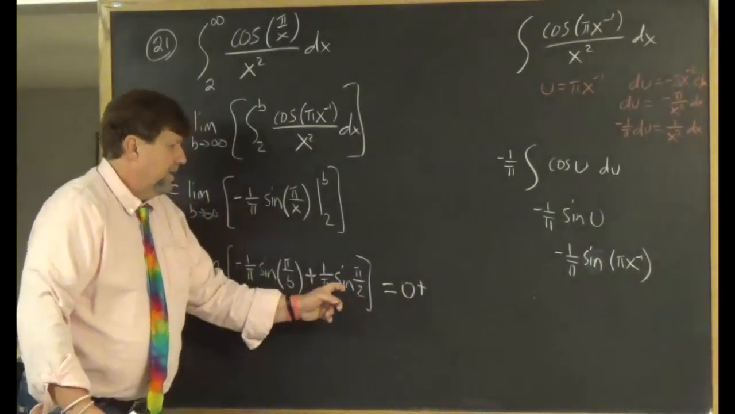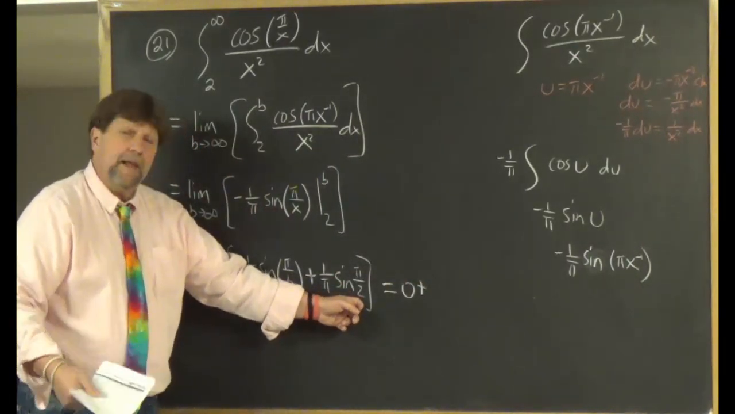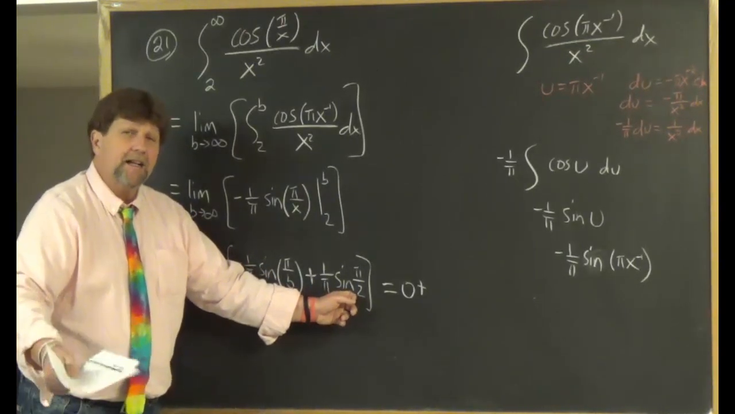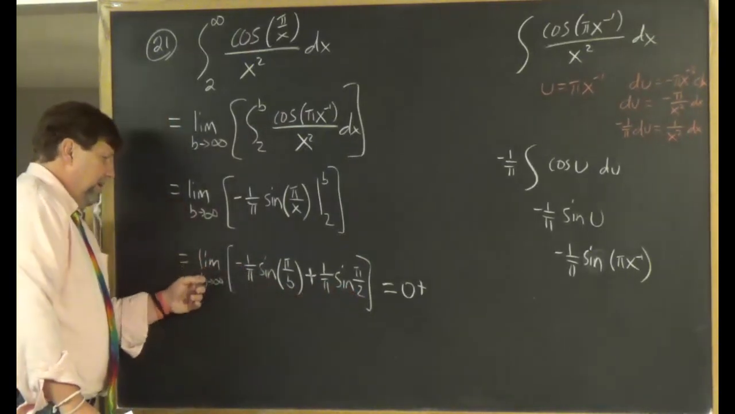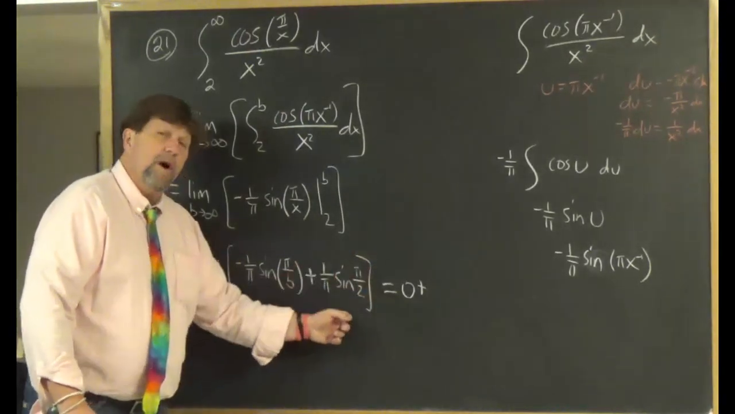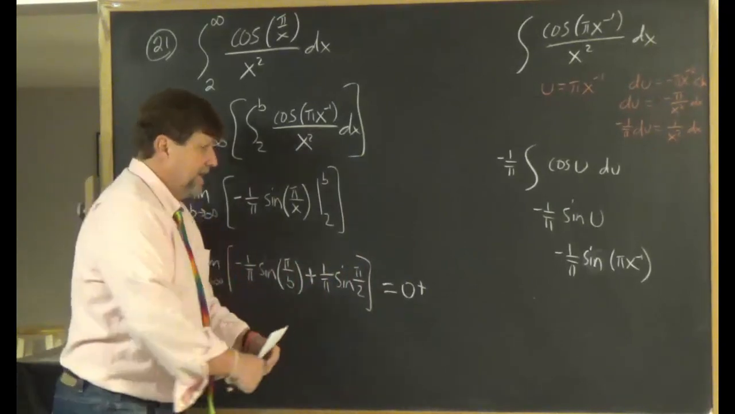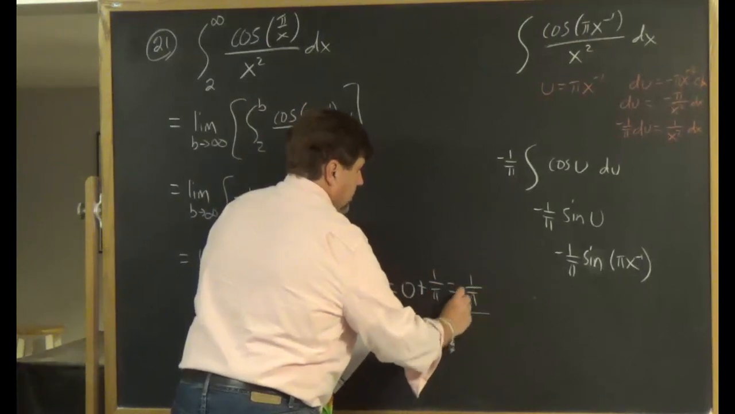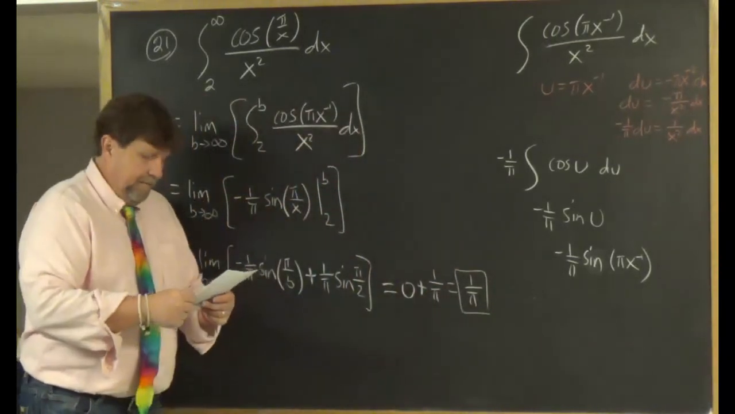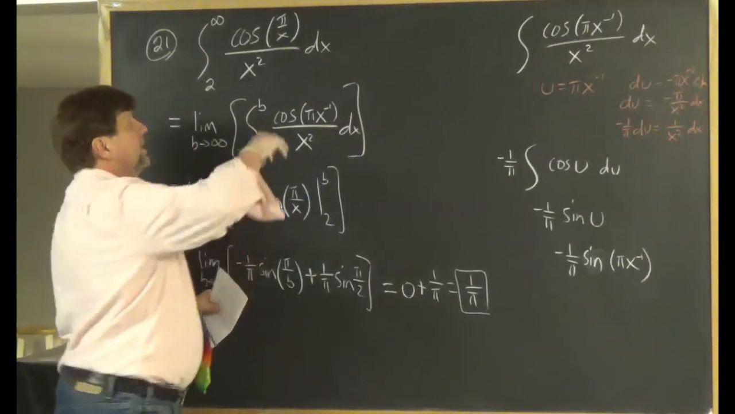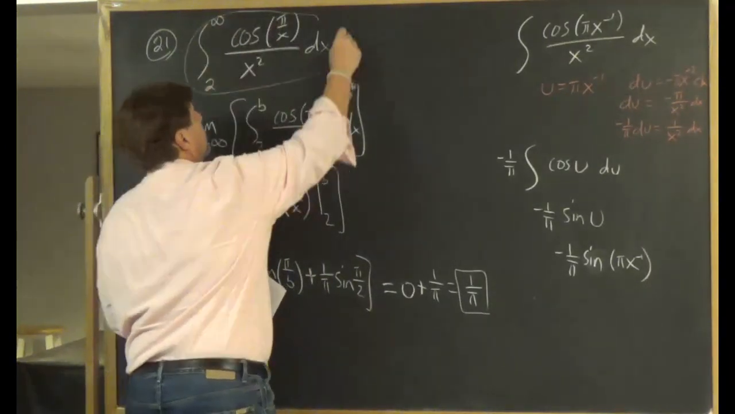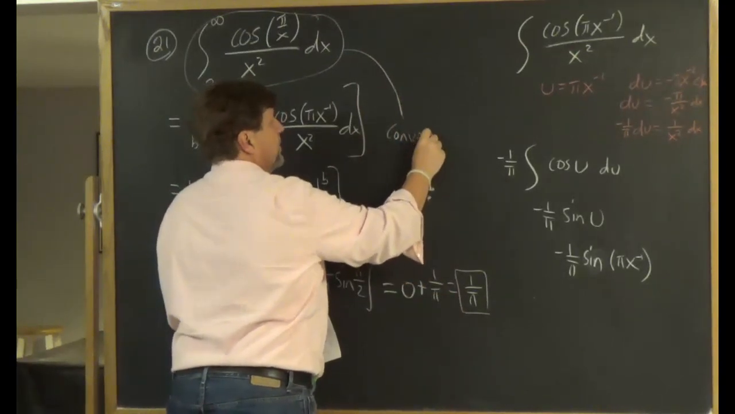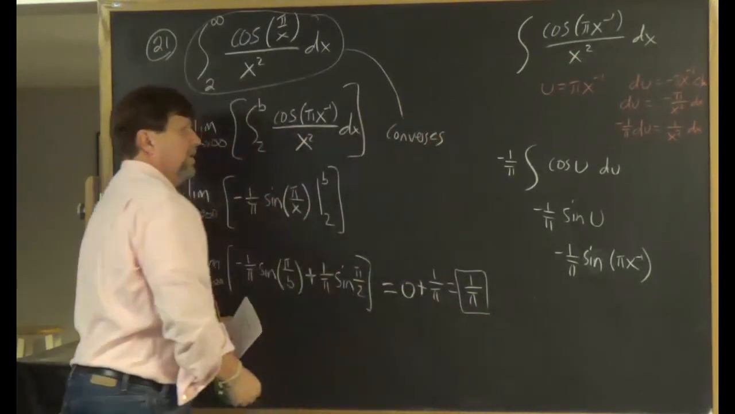All right. Sine of pi over 2, that's 1. So 1 over pi times 1 is 1 over pi. It's a constant, 1 over pi. So the limit as b goes to infinity of 1 over pi, the limit of a constant is that constant. So for number 21, you should have concluded that this improper integral, because we have a real number here, converges, and its value was 1 over pi.